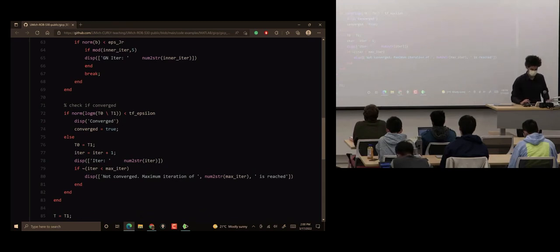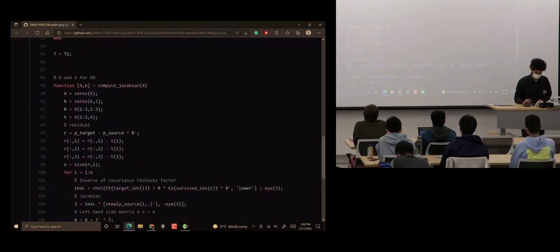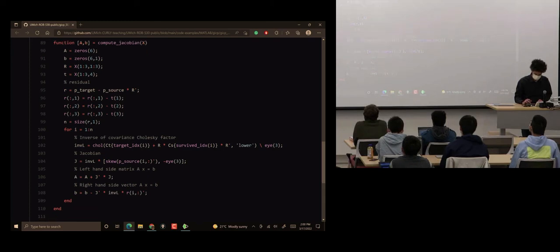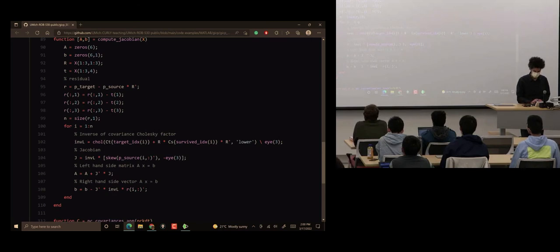So for the distance, it will come up. You see that I'm taking the log of the difference between two rigid body transformations. You see the Jacobian. Line 104, this is what I derived in the slide.